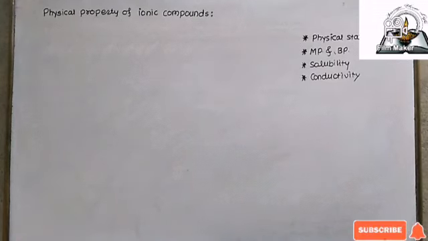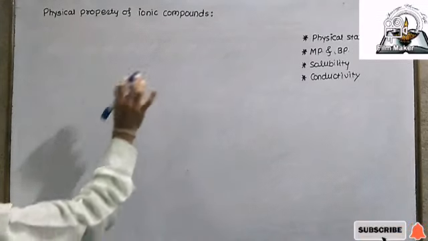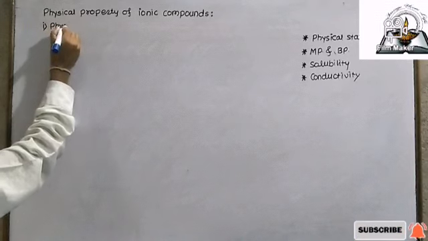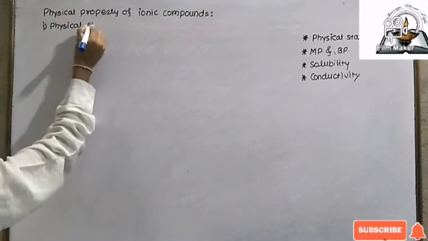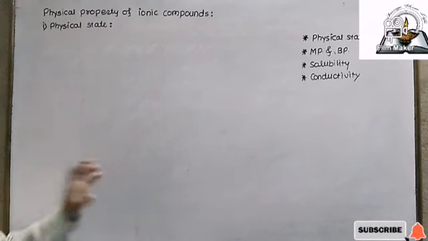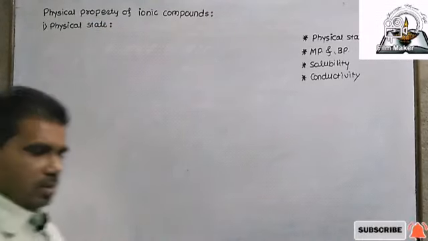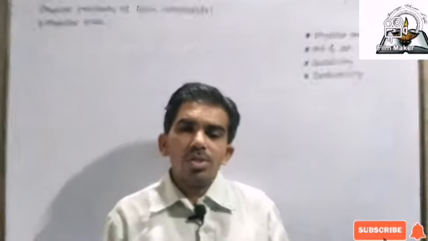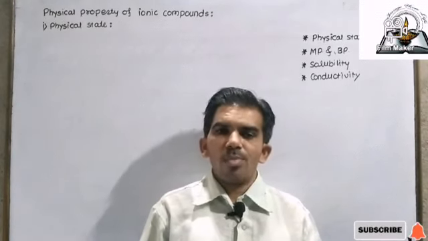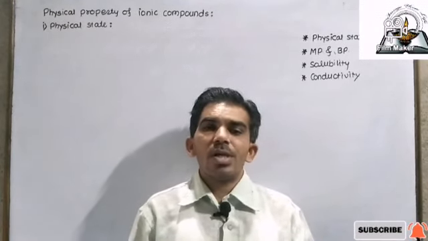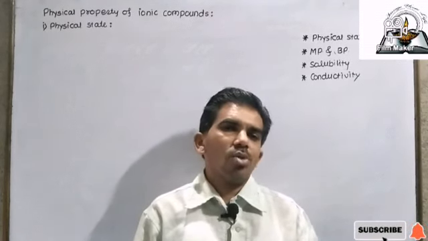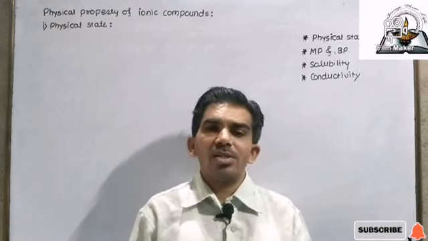So the first topic, the first physical property, is the physical state. Already we have seen the physical state of ionic compounds. Already we have seen that these compounds are in solid state. Why are ionic compounds in solid state? Because these compounds are formed by strong intermolecular force of attraction, and as these compounds are formed by strong intermolecular force of attraction, they are in a solid state.